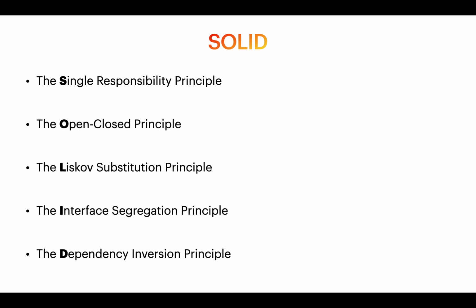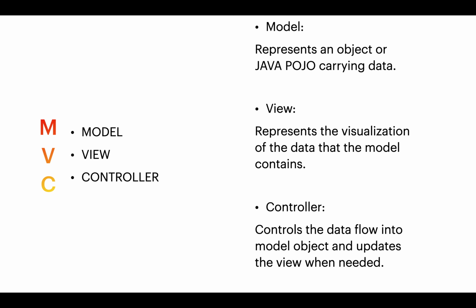In our MVC model, the pattern stands for Model View Controller. This pattern is used to separate application concerns. The model represents an object or Java POJO carrying data. It can also have logic to update the controller if its data changes.